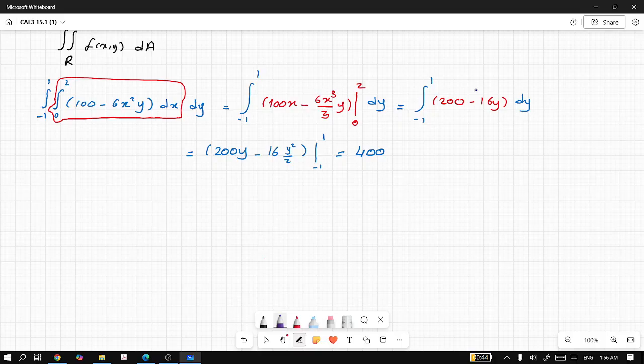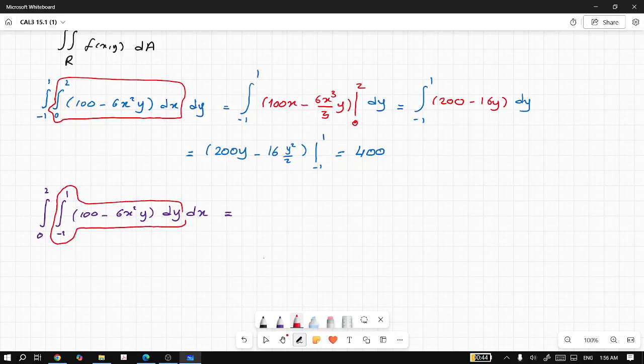So if I have got the double integration of the function 100 minus 6x squared y, this time I will write dy dx. Of course, the result of those two integrations must be exactly the same. The inner integration is with respect to y. Since it's with respect to y, I'm writing the bounds of y first. The outer integration is with respect to x, so I'm writing the bounds of x to the outer integration. Now we are solving the inside integration, which is with respect to y this time, okay?